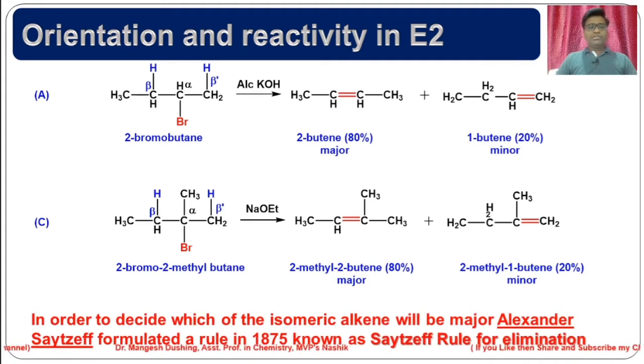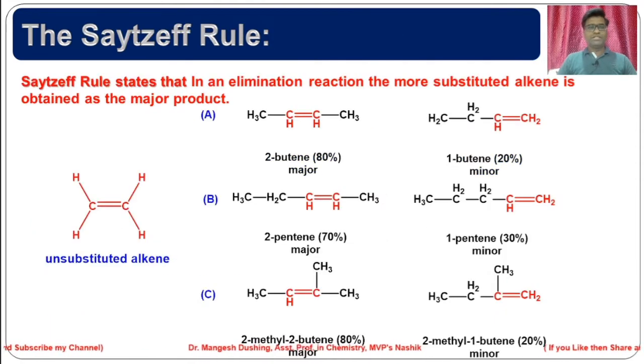Friends, in order to decide which of the isomeric alkene will be the major product, Alexander Saytzeff formulated a rule in 1875 known as Saytzeff rule for the elimination. So out of two products, one product is major and one product is minor. But which will be the major product? So Alexander Saytzeff formulated the Saytzeff rule for the elimination. That rule is, Saytzeff rule states that in an elimination reaction, more substituted alkene is obtained as a major product. So, more substituted alkene is obtained as a major product.